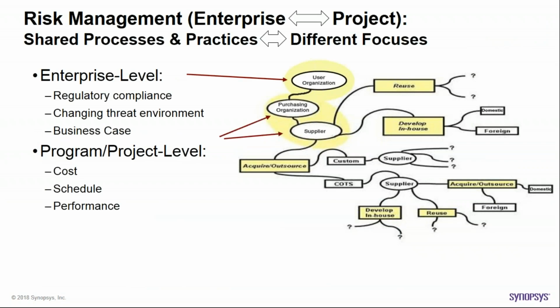Now, everybody has a supply chain, even though people may not fully recognize that. But you first have to understand that everyone does risk management. At the enterprise level, we do risk management because we've got to worry about regulatory compliance and a changing threat environment. We make business cases. Even when we know we've got fundamentally unsecure or unsafe products, we don't do a wholesale replacement. We have to, over time, replace the things to be able to make it more safe and secure.